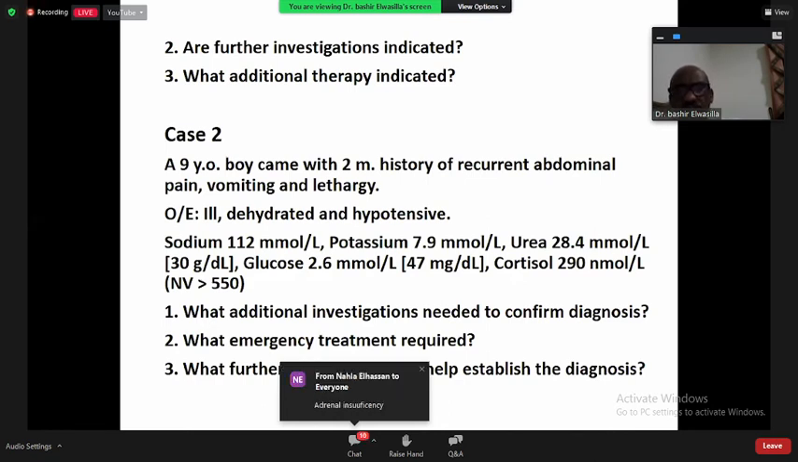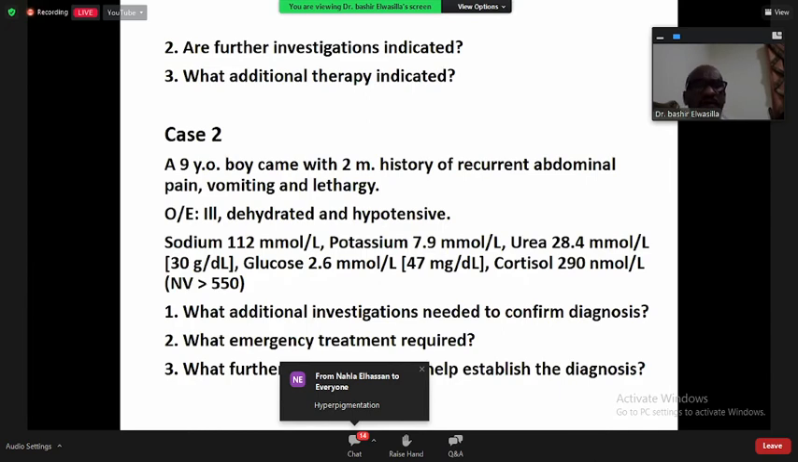What emergency treatment is required? So for investigation here, we go for ACTH stimulation test to make sure of the diagnosis. For emergency treatment, definitely, we need hydrocortisone. We need salts, and we need also fludrocortisone. What further clinical signs may help establish the diagnosis? Definitely hyperpigmentation and these things. Okay.